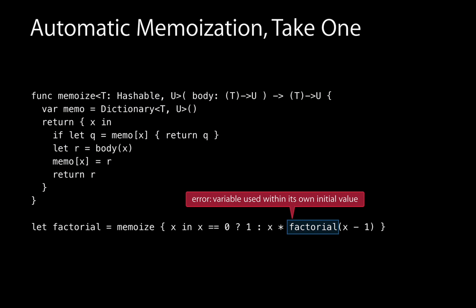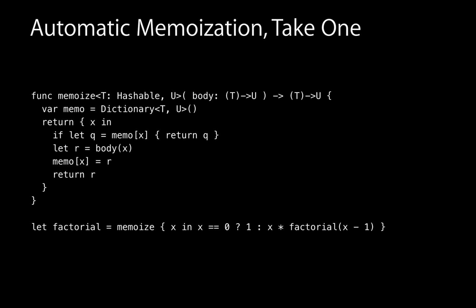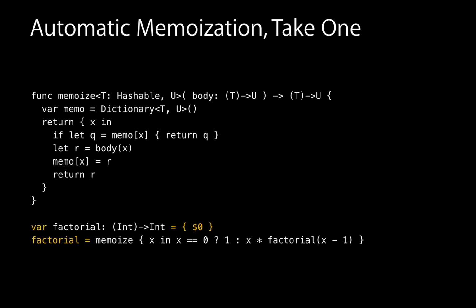Well, we could do this two-phase initialization dance. Here what we've done is we've made factorial a variable, and we've initialized it with something throwaway like the identity function, right? $0 in braces just returns the argument it gets. And then we reassign factorial to memoize.